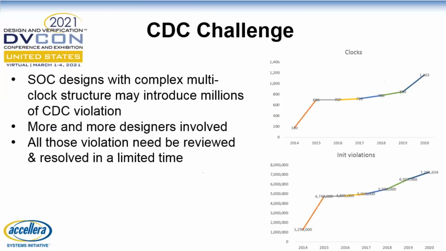With the increment of chip design complexity and the application of low-power technology, more and more clock domains are generated, and tools report millions of CDC violation paths. As shown in the pictures, from 2004 to 2020, the number of clock domains rose from 180 to 1,163. The number of violations rose from 1.29 million to 7.26 million.